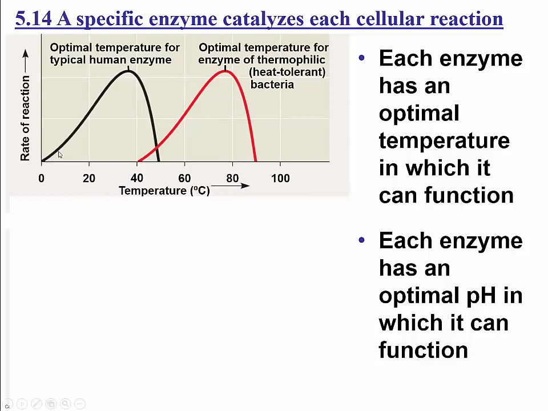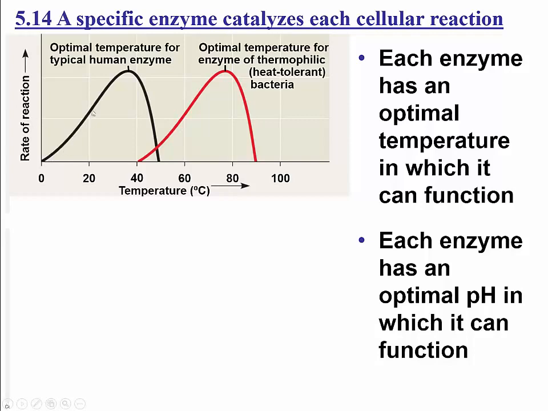If you look on the left, you see an optimal temperature for a human enzyme. So we've got temperature along our bottom axis. We've got rate of reaction along our y-axis. When you graph your data, you're going to have temperature down here, and you're going to have mils of O2 produced per minute, or rate of reaction, over here. So this is what we're looking at.